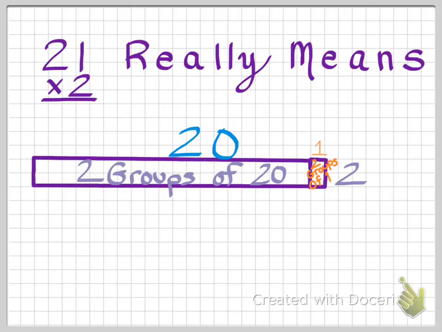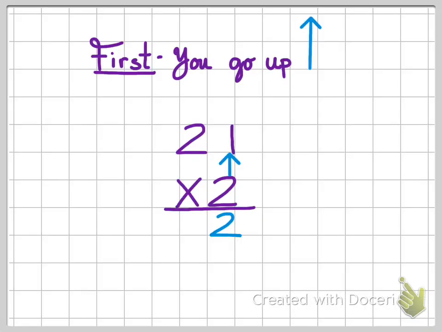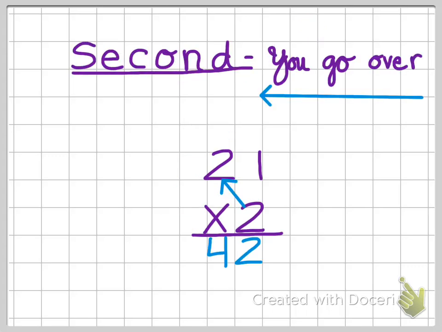And 21 times 2, in an array, would look like this. We would have 2 groups of 20 and 2 groups of 1. And when we are multiplying them, this is what the 21 times 2 looks like. The first thing you do is you go up, and the second thing you do is go to the left, go over. So 21 times 2 is 42.